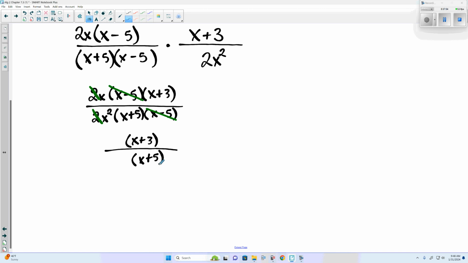But we do have x over x squared. X, because it's x to the first over x squared. 2 minus 1 is 1. Since it's bigger on bottom, it stays on bottom. So we have x plus 3 over x times x plus 5.